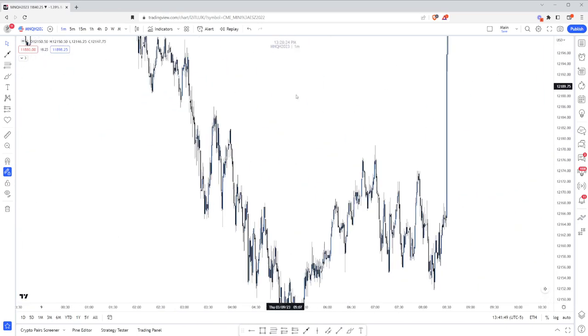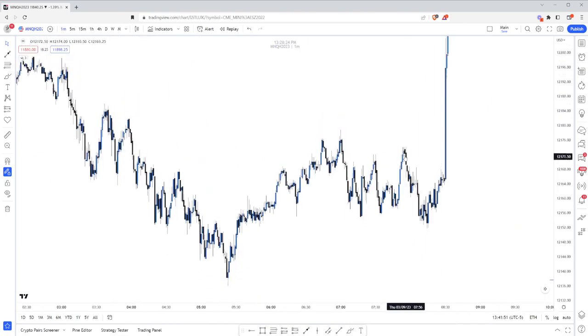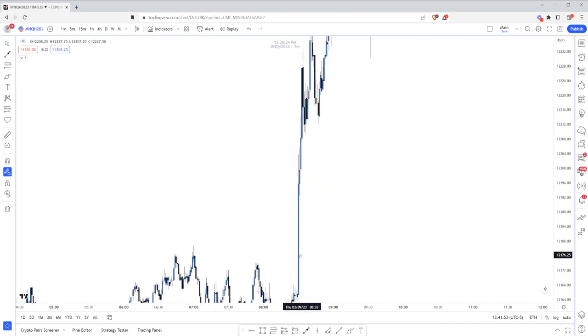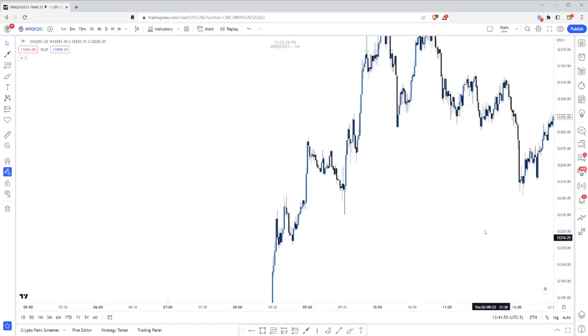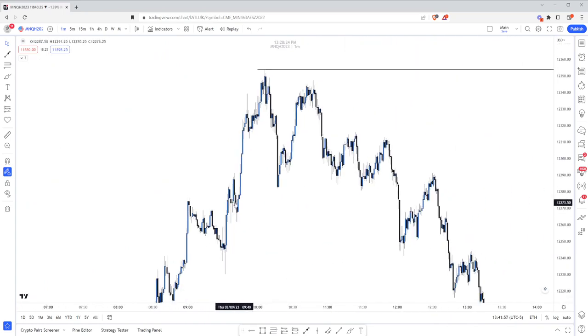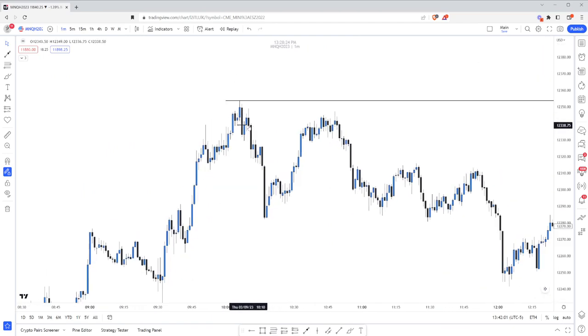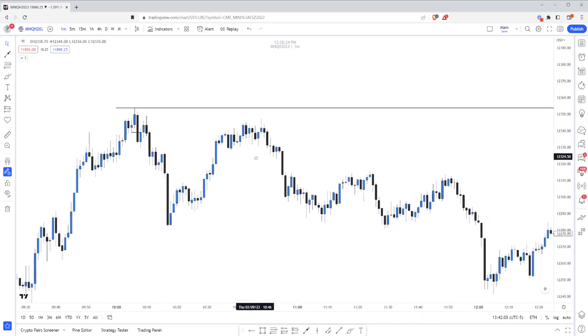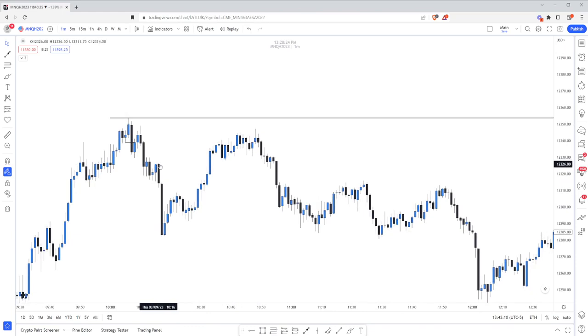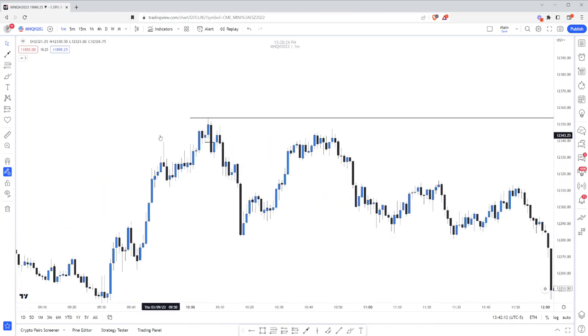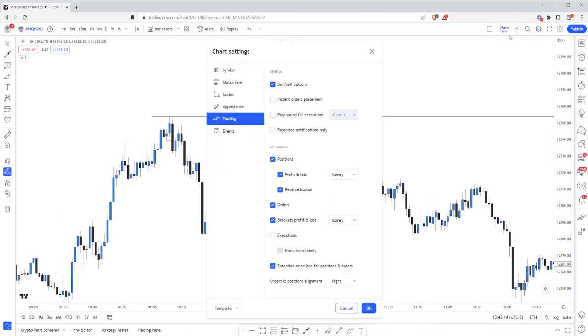Oh, wait, no, I'm way early. I was like, this doesn't look familiar. I think it was somewhere up in this region. Yeah, I think I shorted. It was right in one of these areas, or somewhere around here. I don't know why the executions aren't showing, because I have them marked to show.